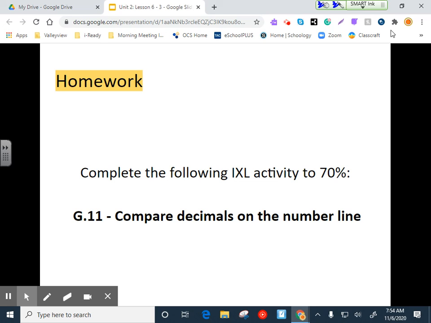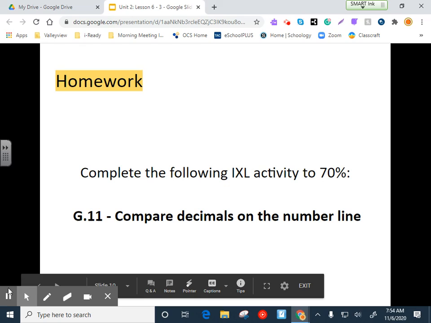Okay, your homework. More Excel, you love it. I do too. But this one you'll like. It's G11, compare decimals on the number line. And you'll basically plot the points of 2 decimals on it and have to say which one's larger. You can see this visually, and then it kind of makes sense as far as logic goes, as far as their size. So go to 70 to get full credit for that, and you can go further for extra bonuses.